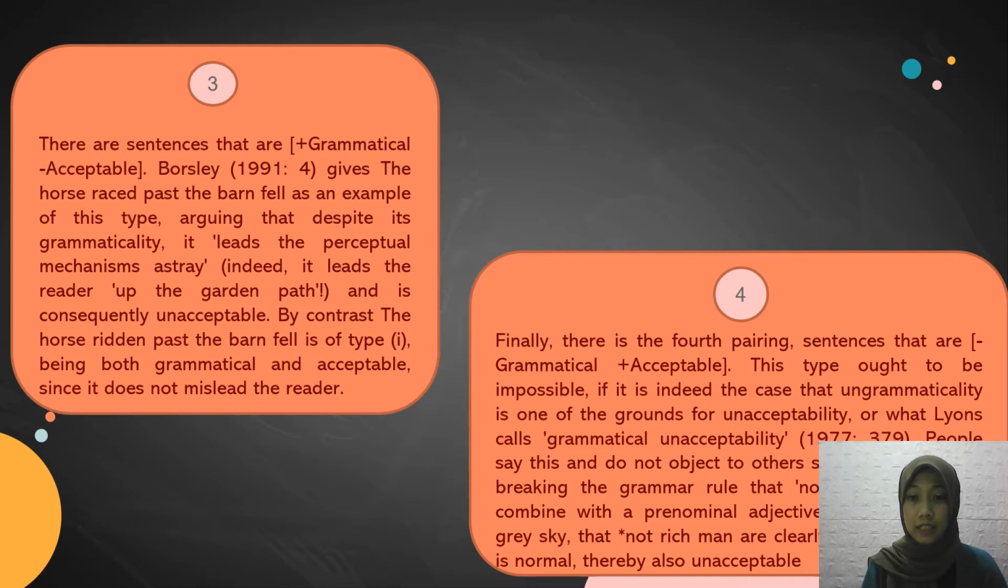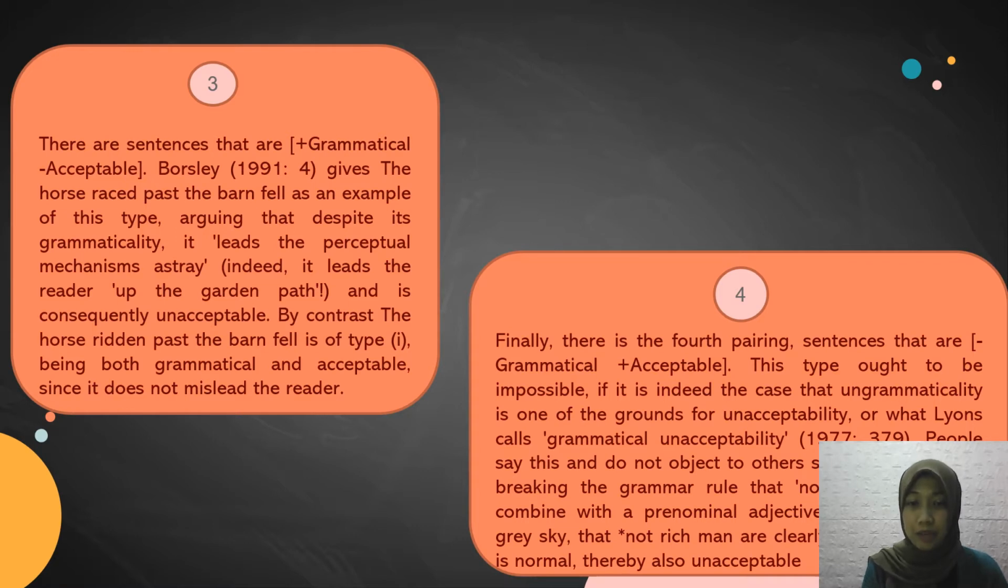Borsley in 1991 gives "the horse raced past the barn fell" as an example of this type, arguing that despite its grammaticality, it leads the perceptual mechanism astray. Indeed, it leads the reader up the garden path, and is consequently unacceptable. By contrast, "the horse ridden past the barn fell" is of type 1, being both grammatical and acceptable, since it does not mislead the reader.